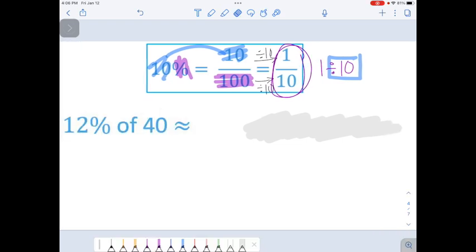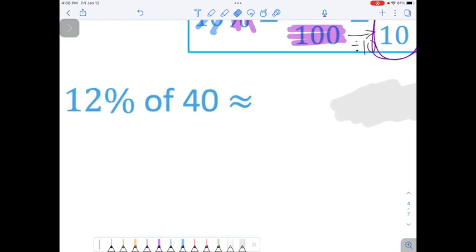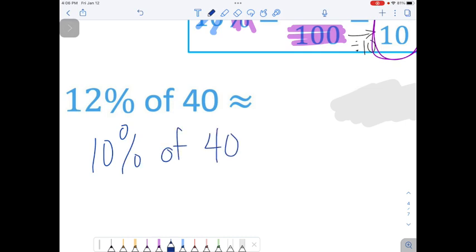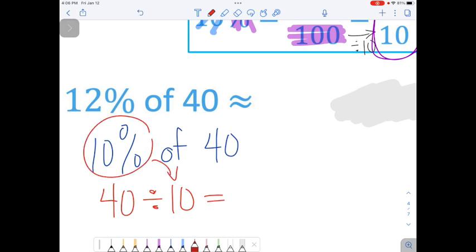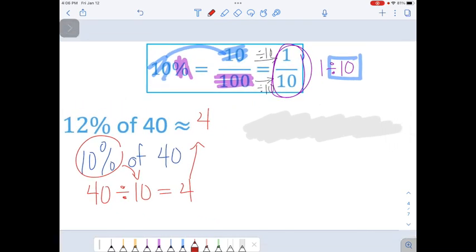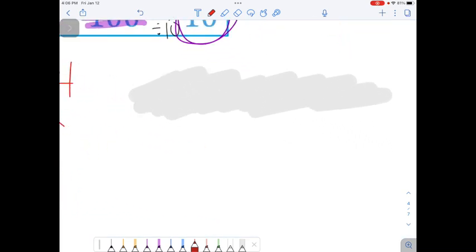Here's the first problem. It says 12% of 40 is about, right? So I'm going to think, well, 12% is close to 10%. So this is 10% of 40. And if I want to find 10%, then I need to do 40 split into 10. Right? This 10%, it means split into 10. That answer is 4. So 12% of 40 is going to be about 4, because 10% of 40 is 4. We can find 10% by just dividing a number by 10.